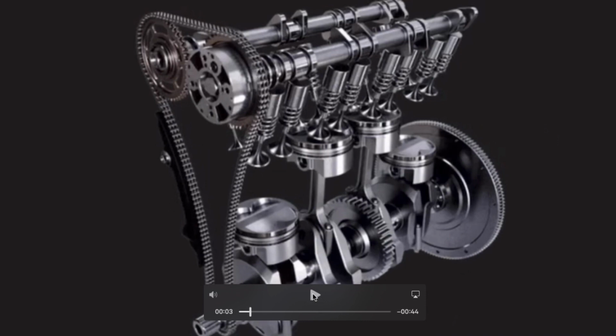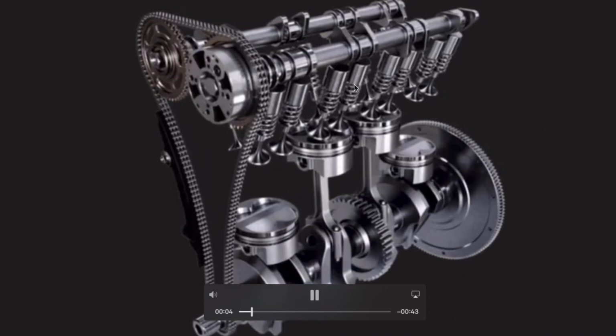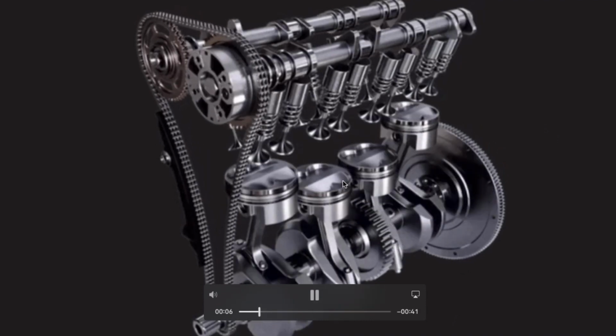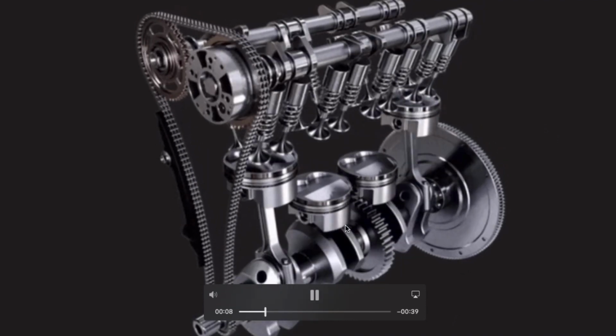So when you start your engine, it's not always going to be in this position. It could be in any position. So this is what's going to happen. You have what's called an intake stroke. Your intake valves would open, and your cylinder would move downwards, therefore sucking in the air.